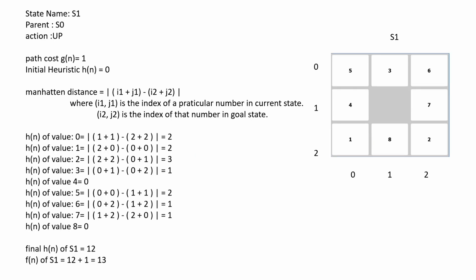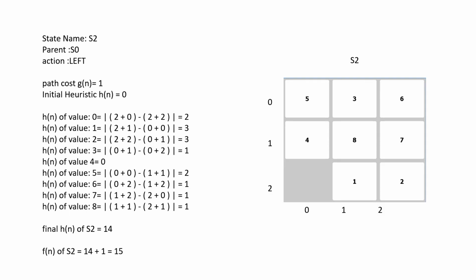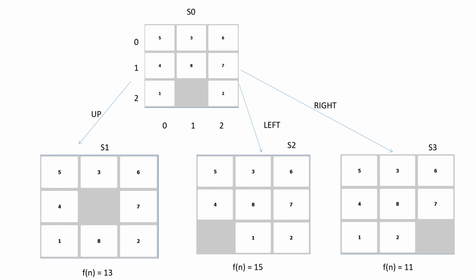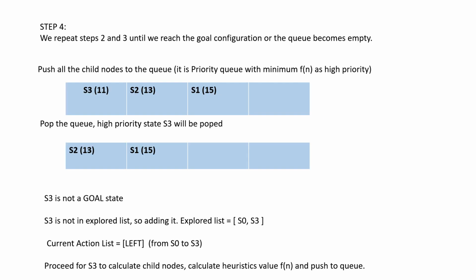We are calculating the heuristic values of all newly generated states S1, S2 and S3. We are calculating the Manhattan distance between the tile's current position and its position in the goal state. Here are all generated states with their heuristic values. We put all generated states in the queue along with their heuristic values. Now the queue gives priority to the state which has the minimum heuristic value, which is S3 in this case.